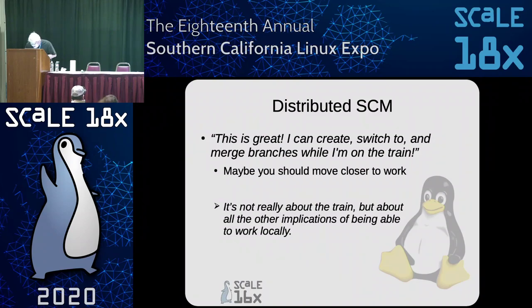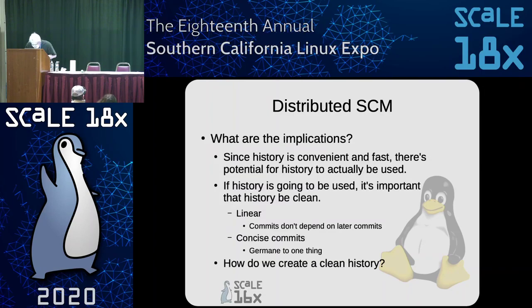This is great. I can create, switch to, and merge branches. Well, maybe I should move closer to work. It's not really about the train, really. It's about all the other implications of being able to work locally. What are they?